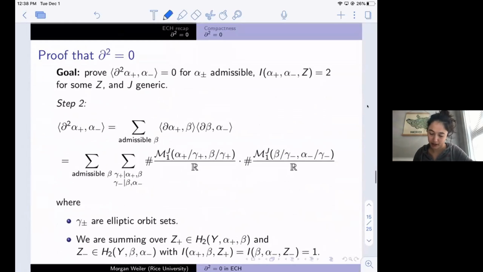And now I want to prove that d squared is 0. I'm going to do this by proving that the coefficient in front of alpha minus in the differential squared of alpha plus is 0, when alpha plus and minus are admissible, the index difference is 2, and I have a generic J. So we're starting with step 2. We'll do step 1 later. Step 2 is I just write out how to compute this differential. Secretly I'm actually summing again over z plus and z minus, but I'm omitting that because these equations are so long. So I'm summing over all the moduli spaces.